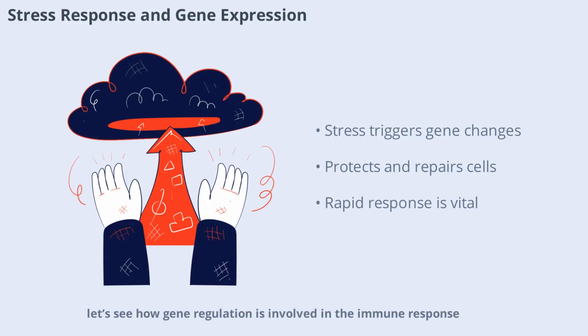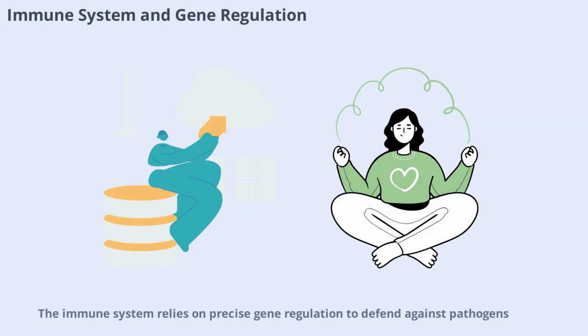Now, let's see how gene regulation is involved in the immune response. The immune system relies on precise gene regulation to defend against pathogens.